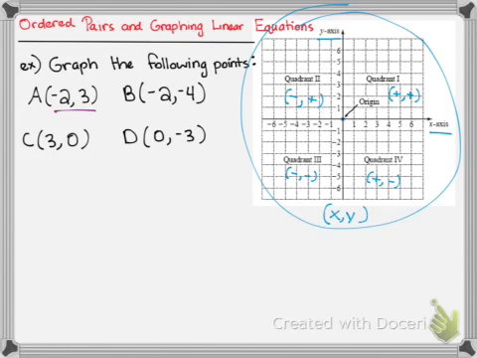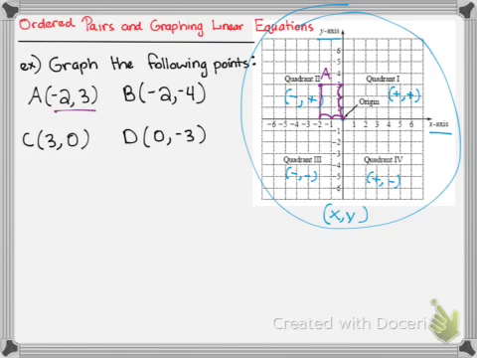So our x is first. So I'm going to go on the x-axis, -1, -2. And then it says I go up 3. So I'm going to go up 1, 2, 3. So that my point A will be where those two meet. So that is point A.